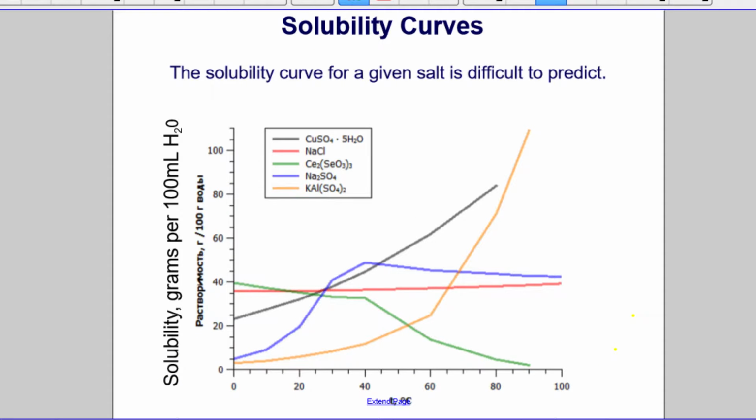The solubility curve for salts is difficult to predict. So you can see here that in green we have Ce2SeO3. This salt right here. You can see it's not constant, right? It decreases, decreases, decreases, right? So they're not as smooth.